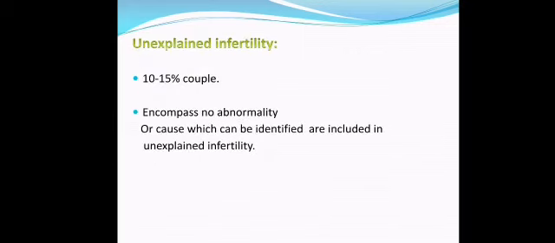The last major cause of infertility is the unexplained group. While you investigate the male and the female, you wouldn't find any pathology in either of them, so we will label them as the unexplained infertility category. 10 to 15% of couples would have no explanation for their infertility, and they are simply labeled as the unexplained group.